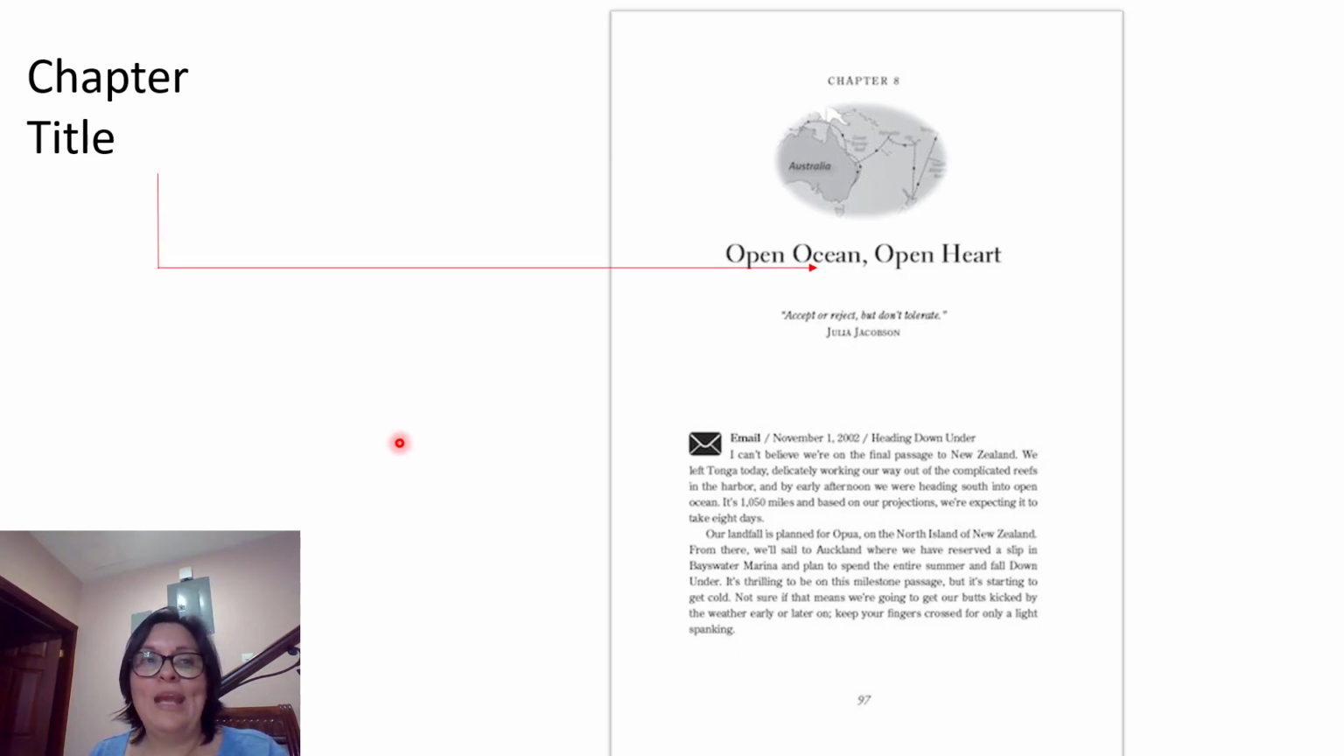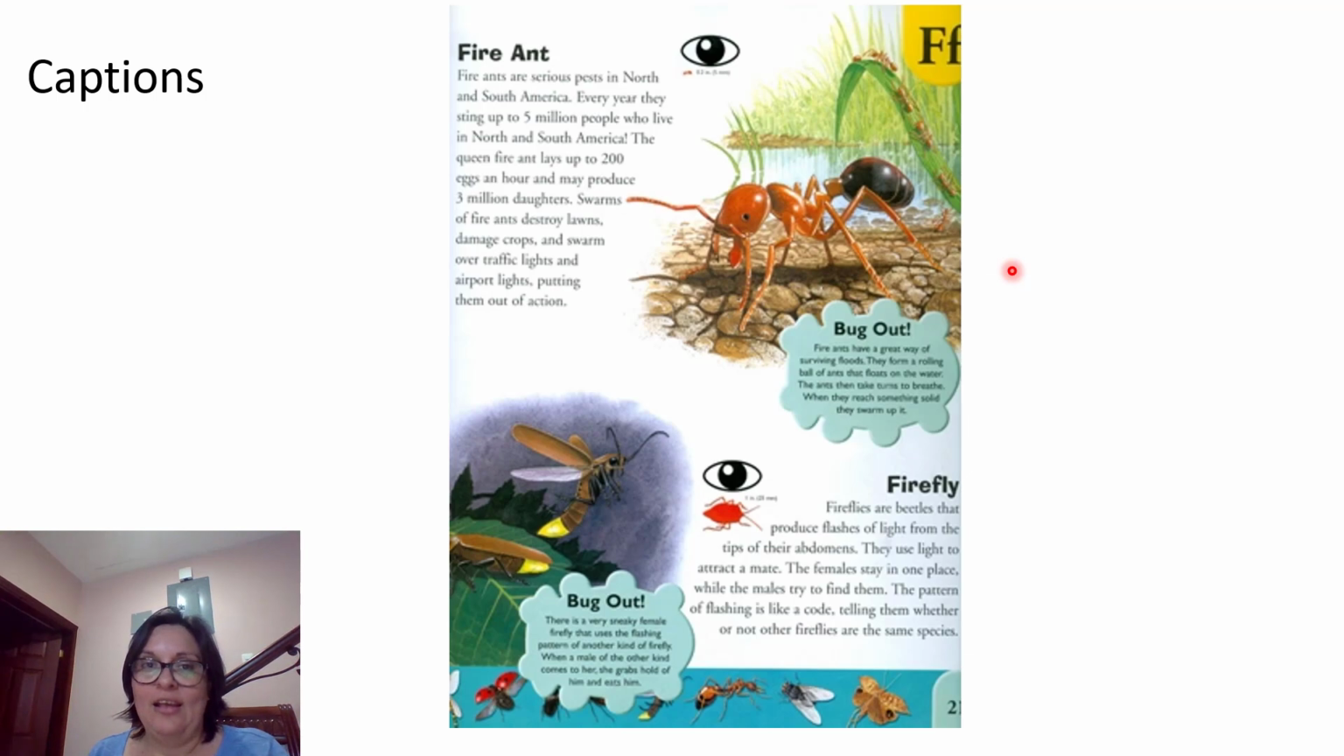Then also we have the chapter title. In this case, this is an example of a book, chapter 8, and the title of chapter 8 is Open Ocean, Open Heart. Also, we are going to find captions in the book. And what is a caption?